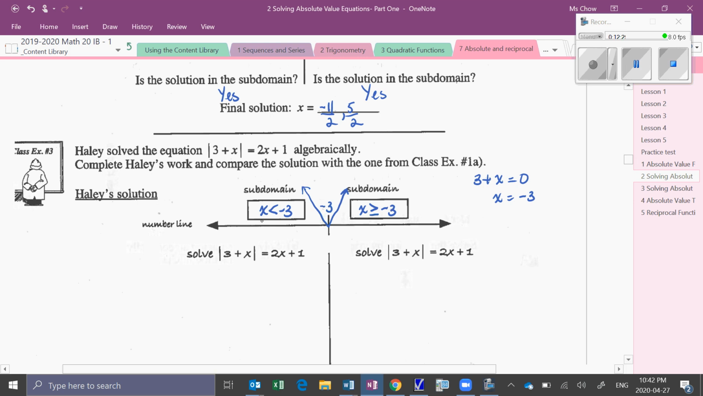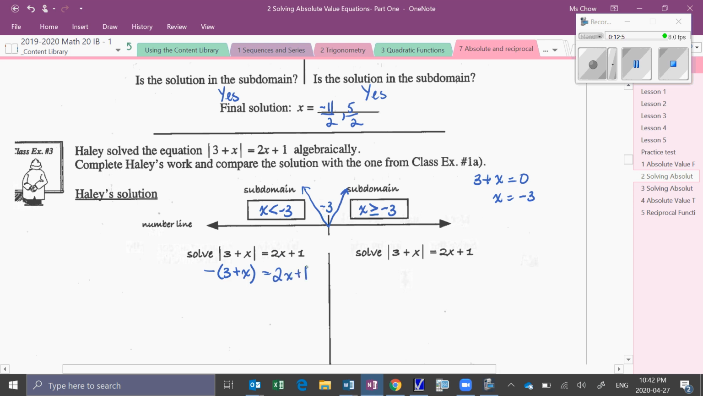So if we take a look on the left side then, again, if we refer to our little sketch, we can see that in the subdomain when x is less than negative 3, we've got a negative slope. So if that's a negative slope, then I'm looking for the negative version of 3 plus x equal to 2x plus 1.